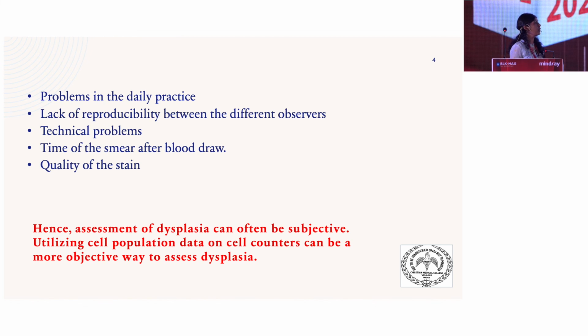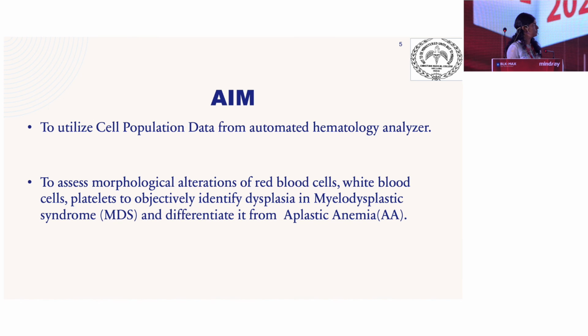But the usual problem with the peripheral smear is the lack of reproducibility between different observers. There are technical problems, the time of smear making after drawing the blood, and the quality of the stain. All these can affect the peripheral smear. So, assessment of dysplasia is very often subjective. Cell population data analysis is a more objective way to assess dysplasia.